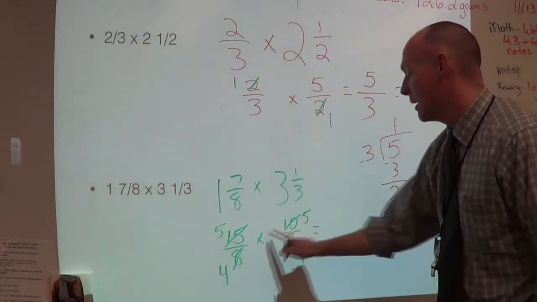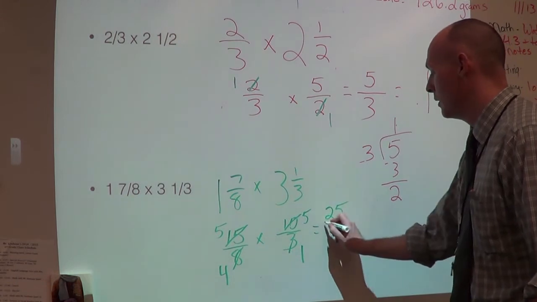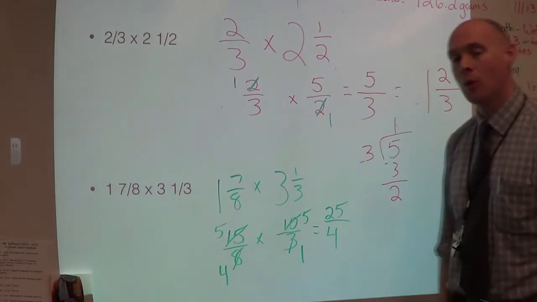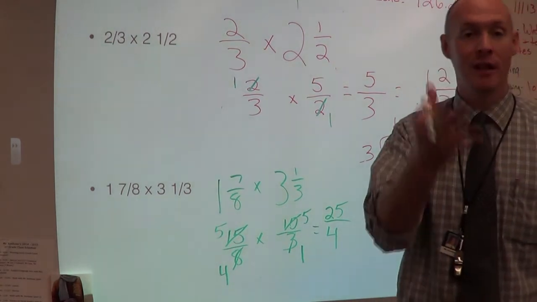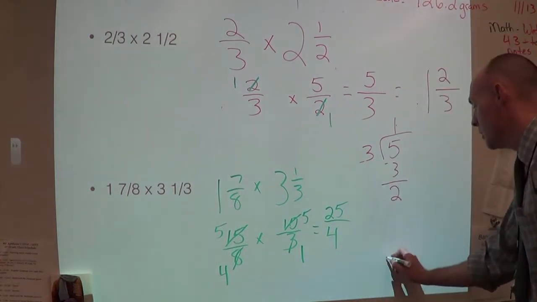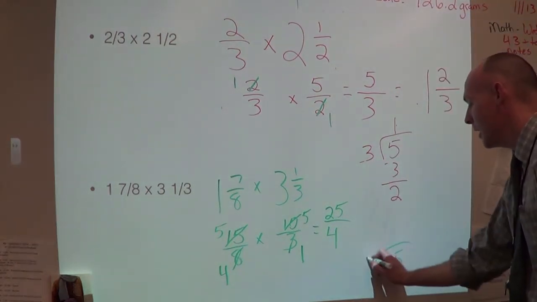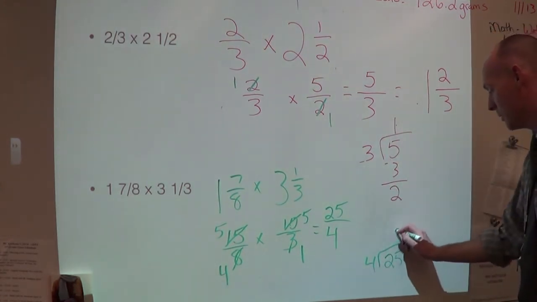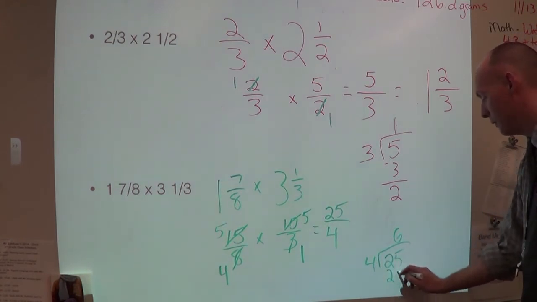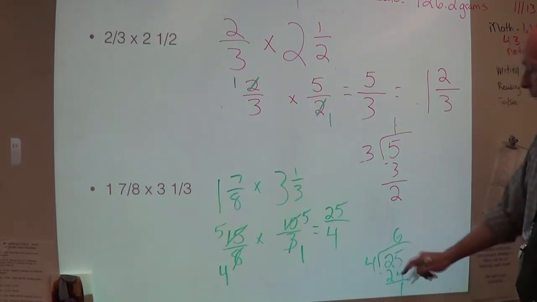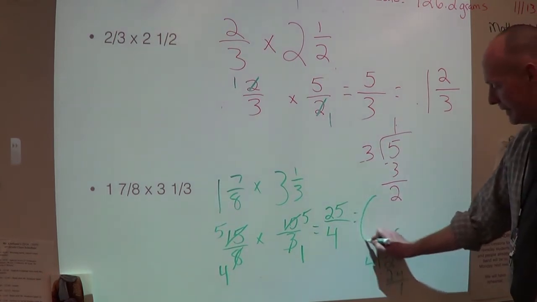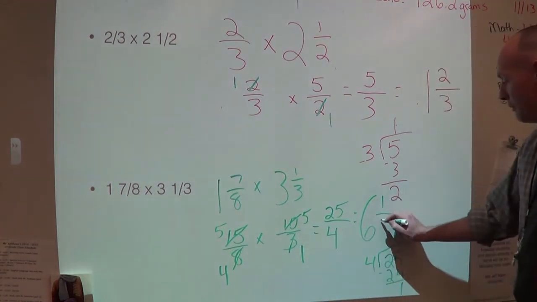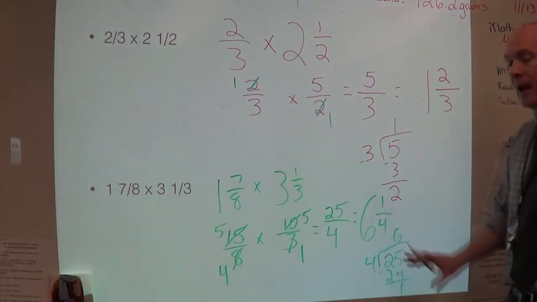Let's do it. 5 times 5 is 25. 4 times 1 is 4. Okay? So now we're left with 25/4, an improper fraction that now we have to change to a mixed number. 25 on the inside, 4 on the outside. Perfect. 4 goes into 25, the closest it can is 6. 6 times 4 is 24. Subtract, we are at 1. Okay, so now my whole number is 6. My remainder is 1. And we were dividing by 4. So 6 and 1/4. So there we have our answer.